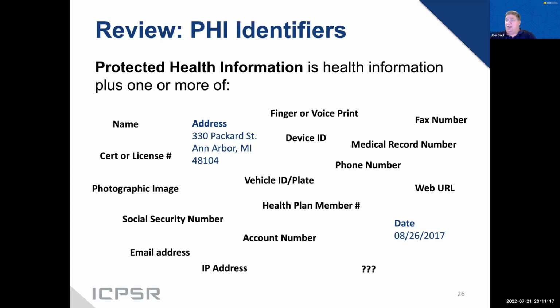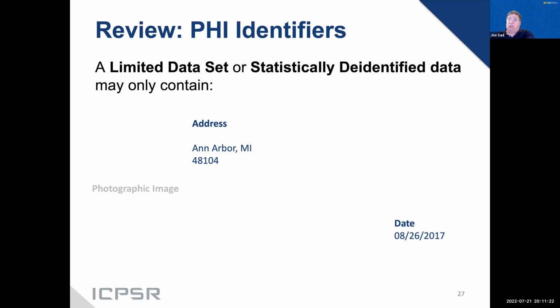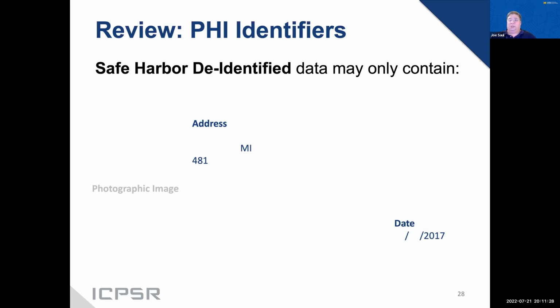even if you can't have most of these, which are direct identifiers. You didn't need them, can't have them, right? So a limited data set or statistically de-identified looks like that. And then safe harbor looks like that. And you can see why people don't always like safe harbor.